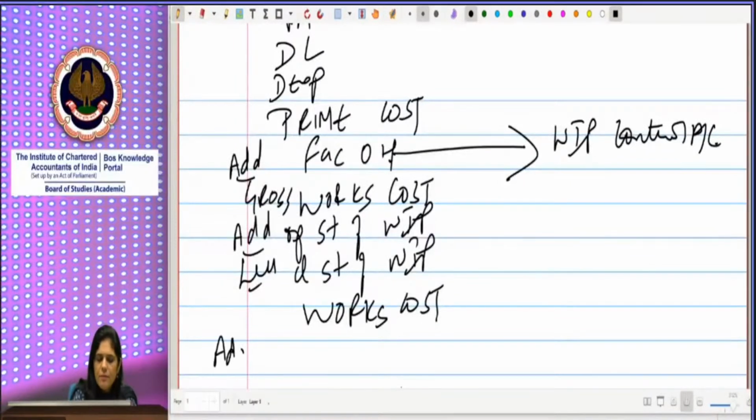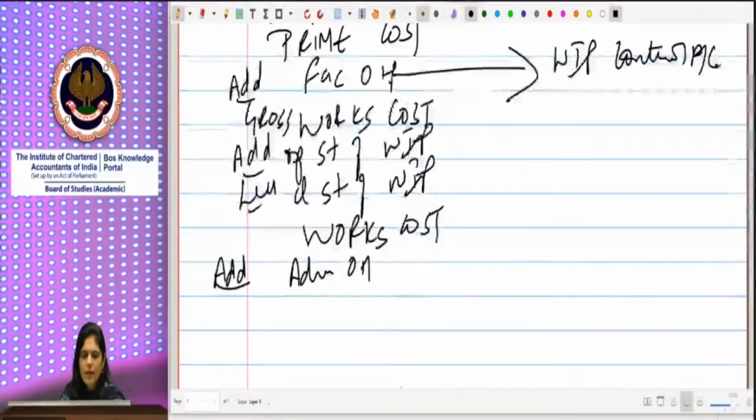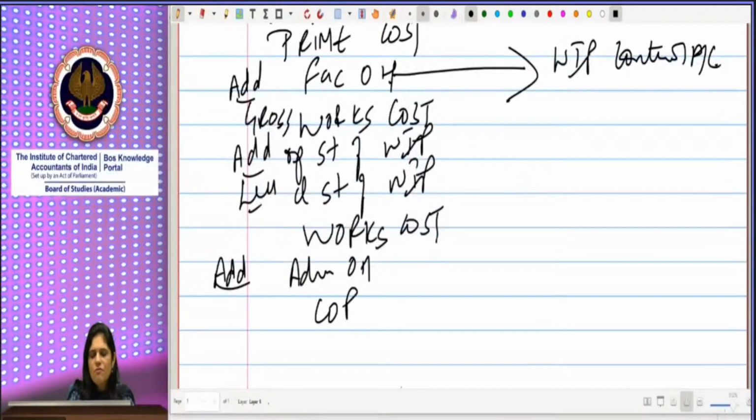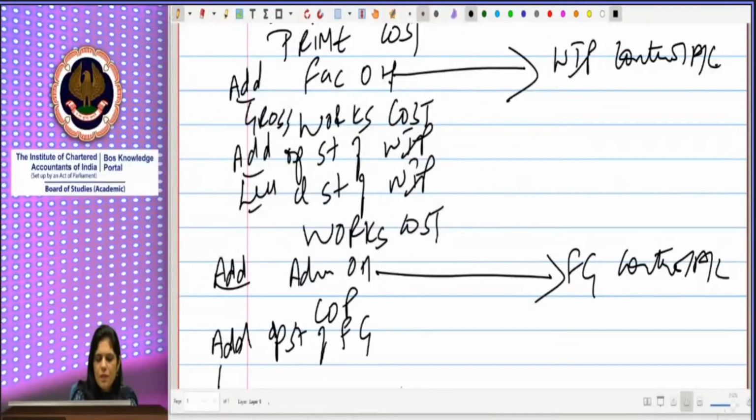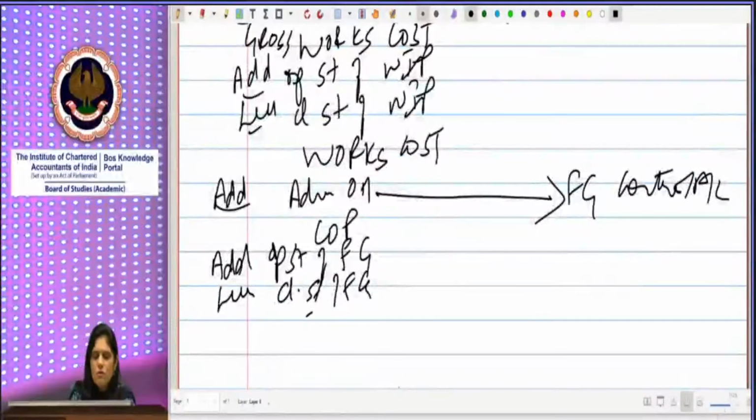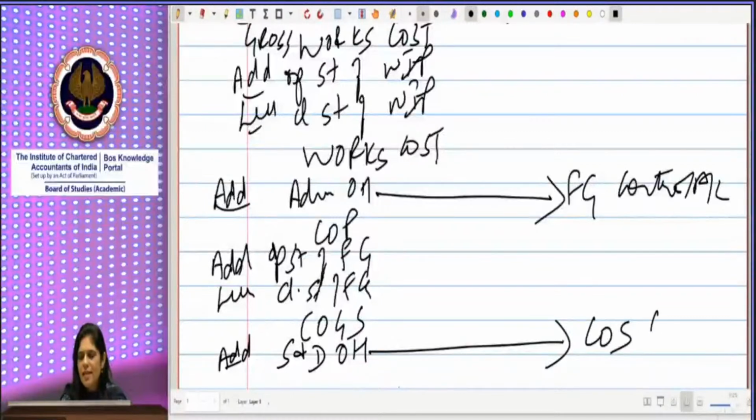After the works cost, we add admin overheads. All right. So with admin overheads, we get cost of production. So cost of production, that means finished goods. So admin overheads will go to finished goods control account because they are added at this stage. Opening stock of finished goods less closing stock of finished goods. Clear? So this will give you cost of goods sold. Then we add selling and distribution overheads. So they go to cost of sales control account. Clear? Because they are added at this level.